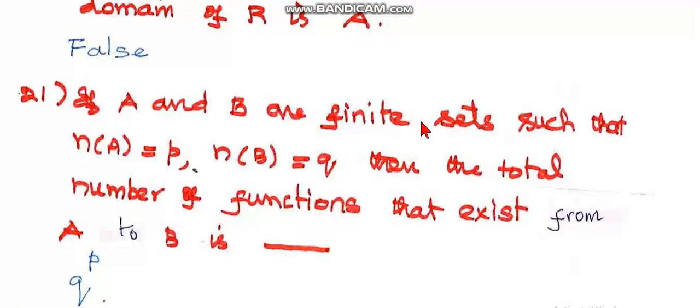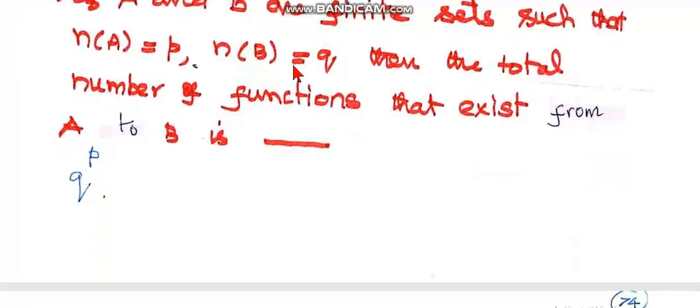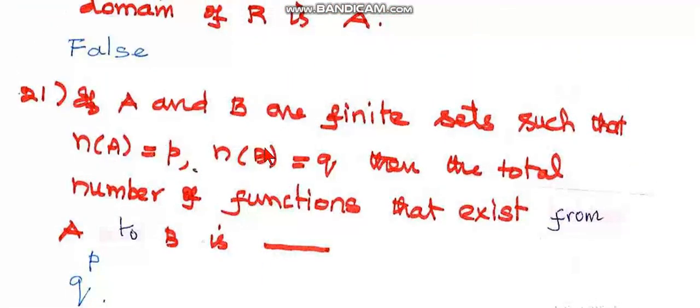If A and B are finite sets such that number of elements in A is P, number of elements in B is Q, then the total number of functions that exist from A to B is Q to the power of P. Now we are considering functions from A to B. So the total number of functions that can be defined is Q to the power of P.